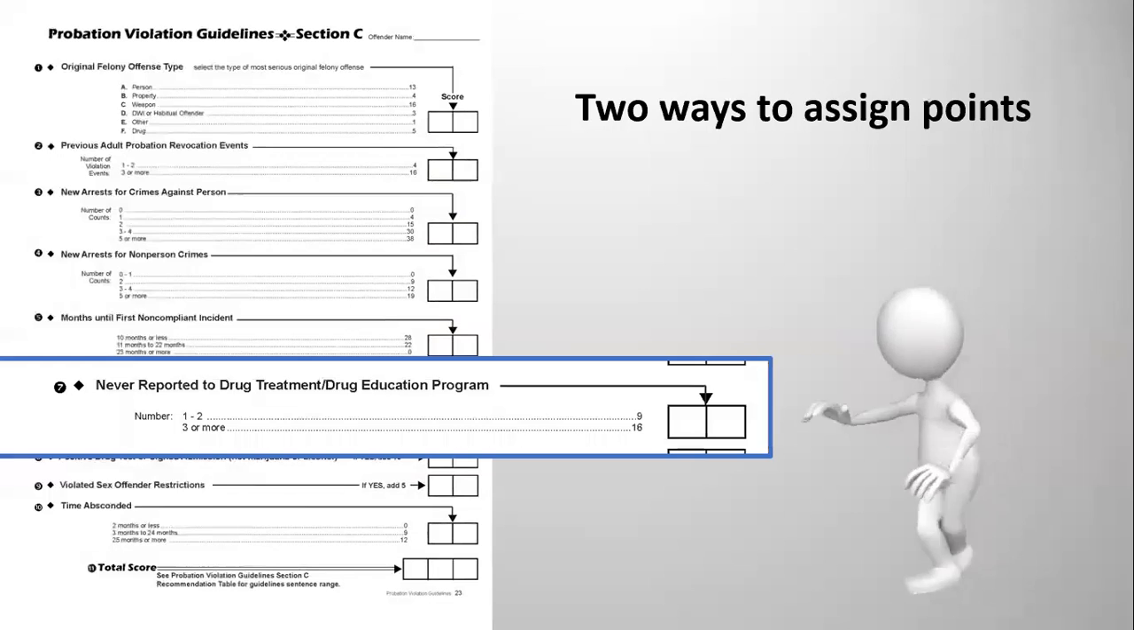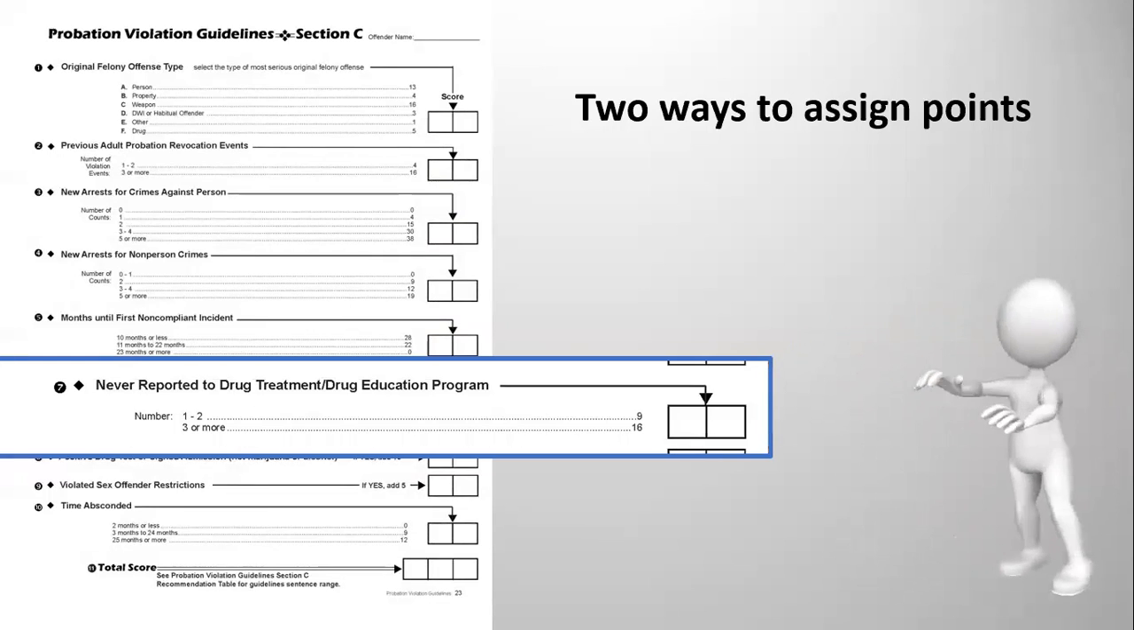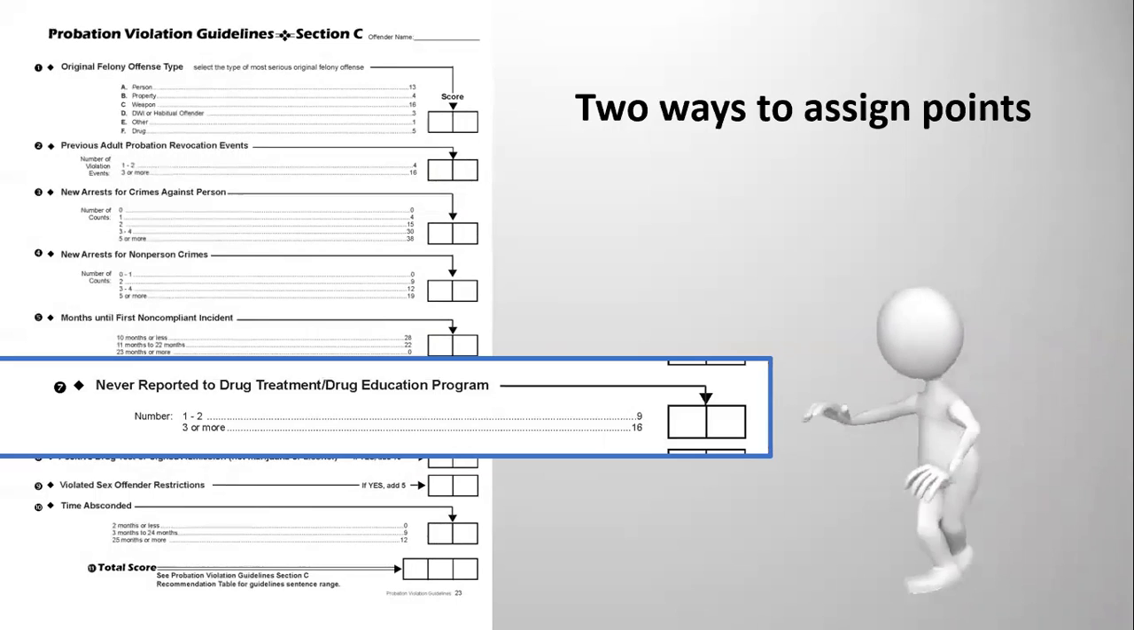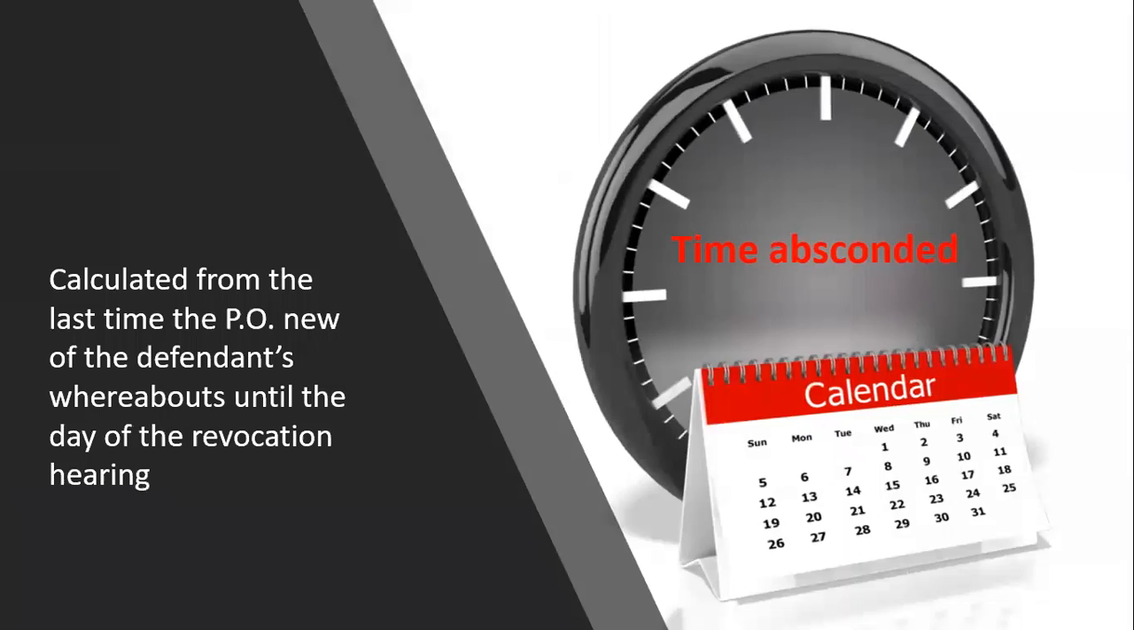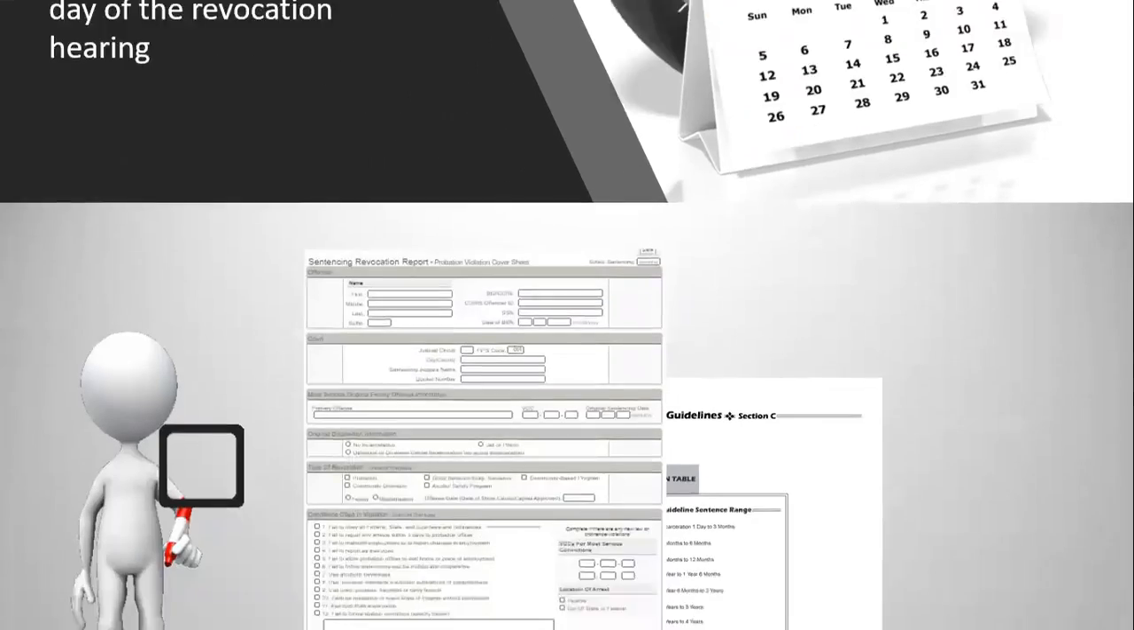Now in Section C, for the factor never reported to drug treatment or drug education programs, there are 2 ways points can be assigned. Points are assigned if the defendant fails to attend intake or the defendant attended intake but did not attend any treatment sessions. Points are not assigned for treatment that solely addresses alcohol abuse, and points will not be assigned if the defendant attended at least 1 treatment session. For the factor time absconded, it is calculated from the last time the probation officer knew of the defendant's whereabouts up until the day of the revocation hearing.